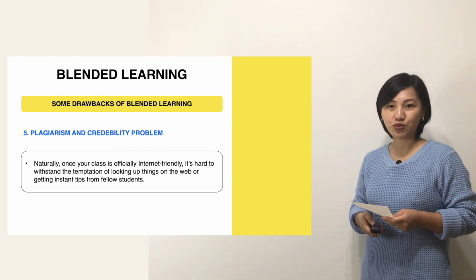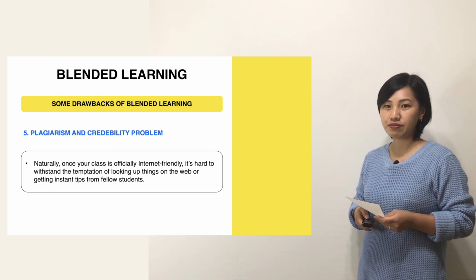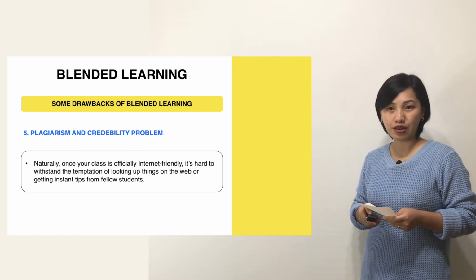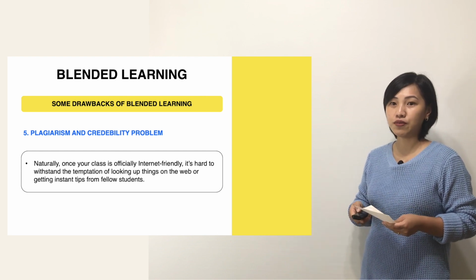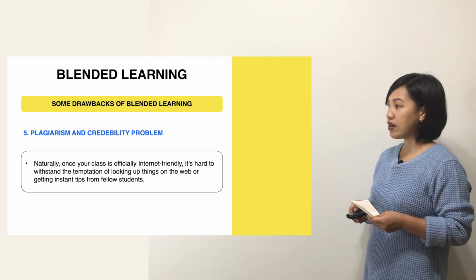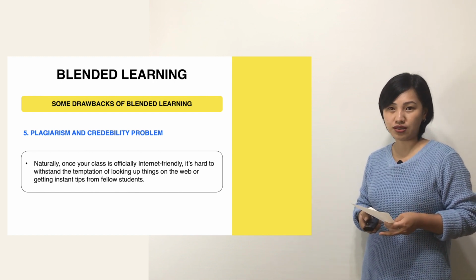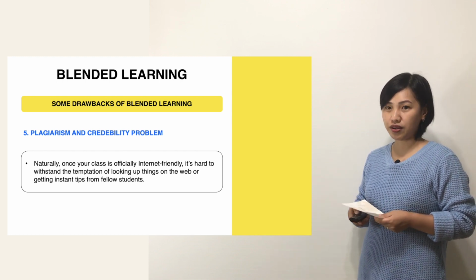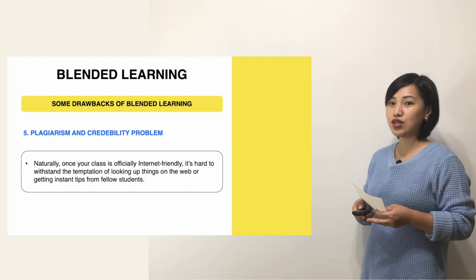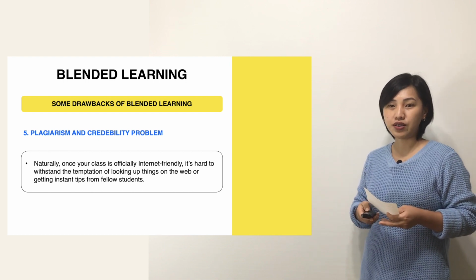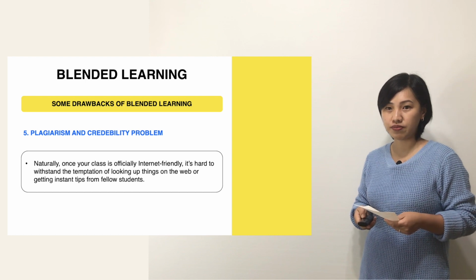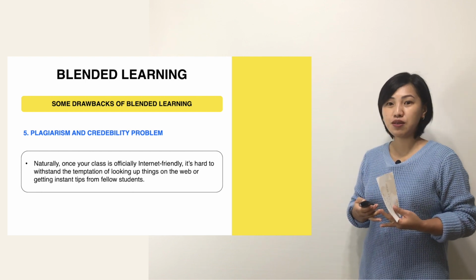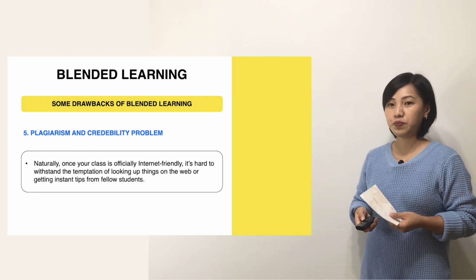Lastly, the plagiarism and credibility problem. Naturally, once your class is officially internet friendly, it's hard to withstand the temptation of looking up things on the web or getting instant tips from fellow students. This may affect fair assessment and quality of work. Besides, the teacher needs to make learners aware of the disadvantages of online resources, such as bias, distortion, and misrepresentation of information.